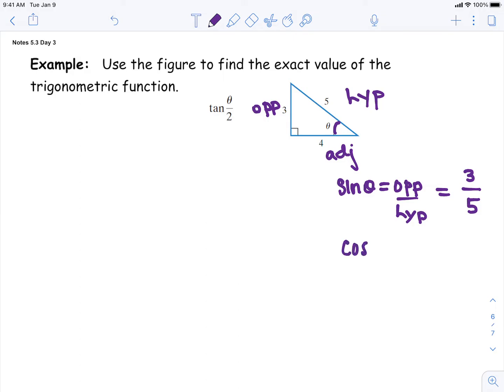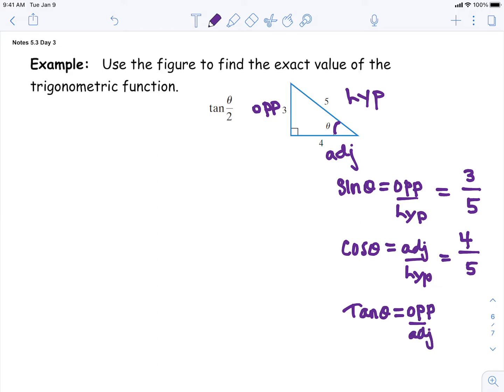The cosine. Cosine is adjacent over hypotenuse. Adjacent is 4, hypotenuse is 5. Now we really don't need to find the tangent using those formulas, but I just want to anyway. So the tangent is opposite over adjacent. So opposite is 3 and then adjacent is 4. And what we want to find out is the tangent of theta over 2, so half that theta amount.